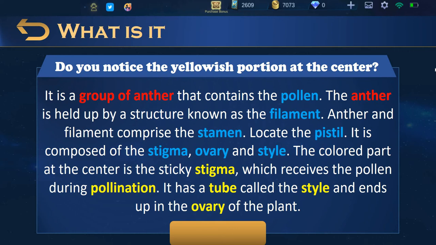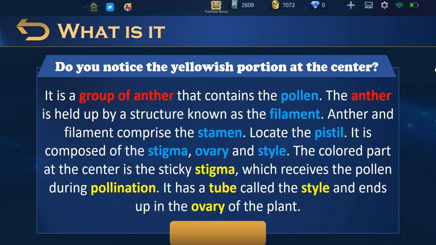Do you notice the yellowish portion at the center? Yes, it is a group of anther that contains the pollen. The anther is held up by a structure known as the filament. Anther and filament comprise the stamen.